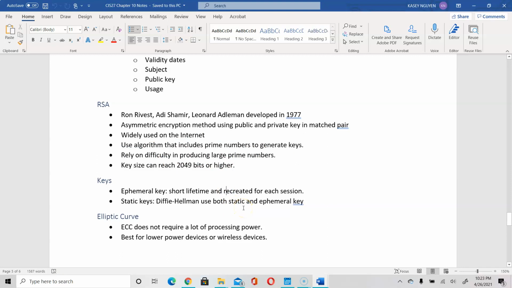When we look at keys, we refer to different types of keys. We have ephemeral keys, which have a short lifetime and can be recreated in every session. Or we would have static keys. An example of this would be Diffie-Hellman, which uses static keys and ephemeral keys. This particular algorithm, Diffie-Hellman, uses both types of keys, and some algorithms use one or the other type of key.